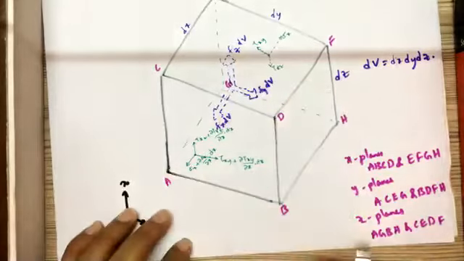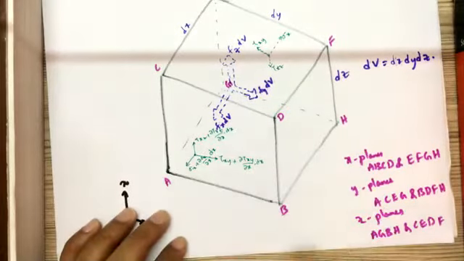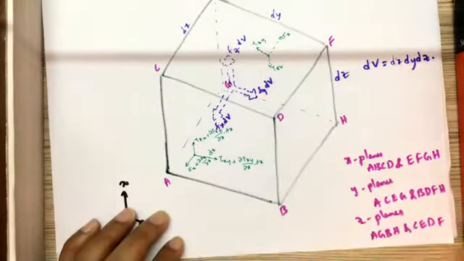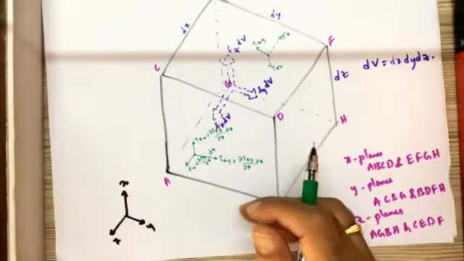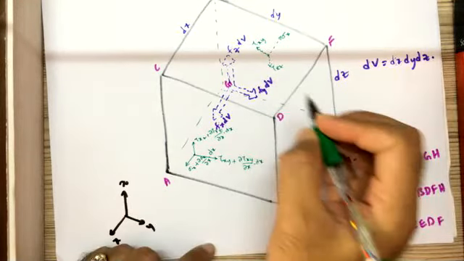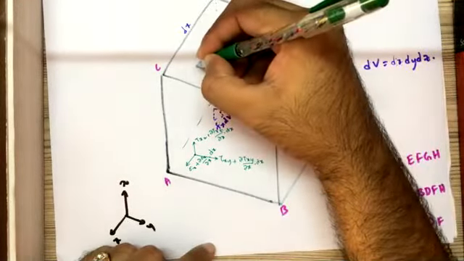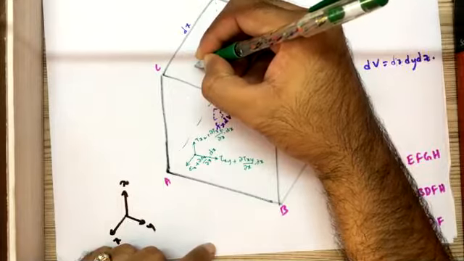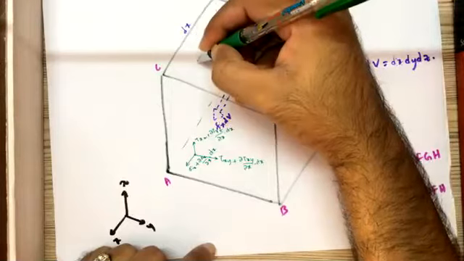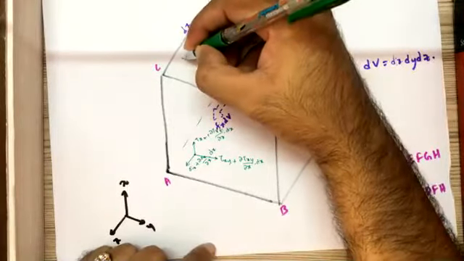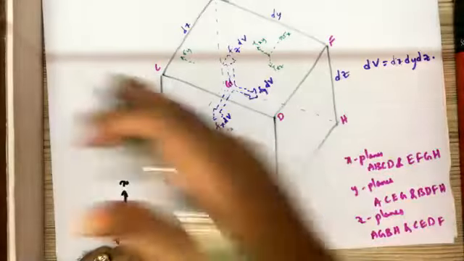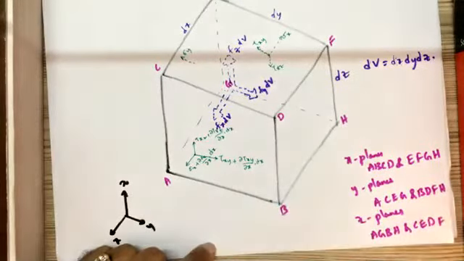Now let us do the y faces. What are they? A, C, E, G and B, D, F, H. Okay. Now let us consider this direction. So what is my y? Let me consider this direction as sigma y. So normal stress in y direction is sigma y.